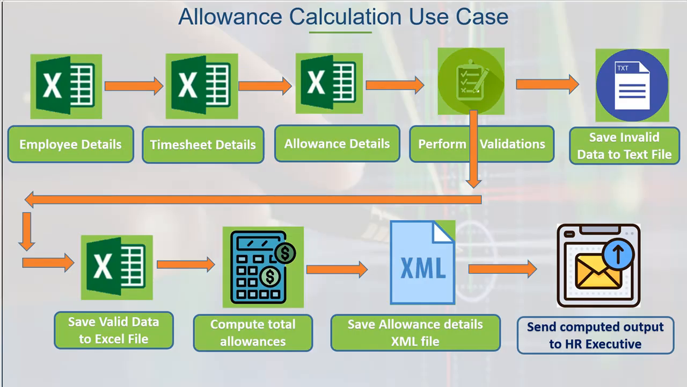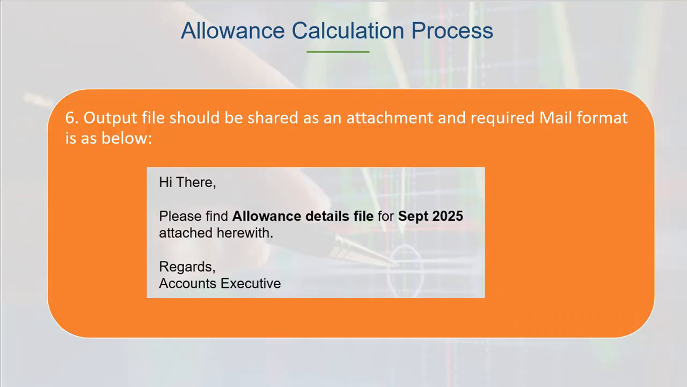In data messaging use case part 1 and part 2 videos, we have implemented the earlier part of this use case. We computed total allowance by reading data from 3 different files, and the final allowance details were stored in an XML file. The next step is to send the computed output to the HR executive via an email. In this step, the output file generated earlier will be sent as an email attachment. The email will include a short message sharing the allowance details for the previous month in this format, with the month highlighted in bold.